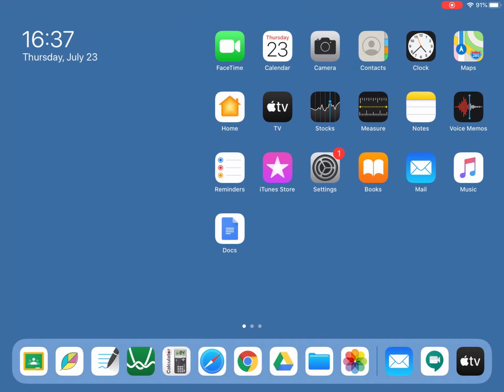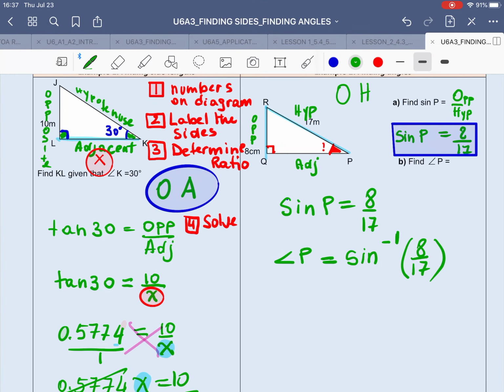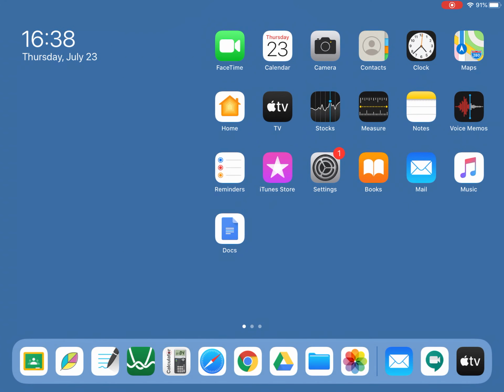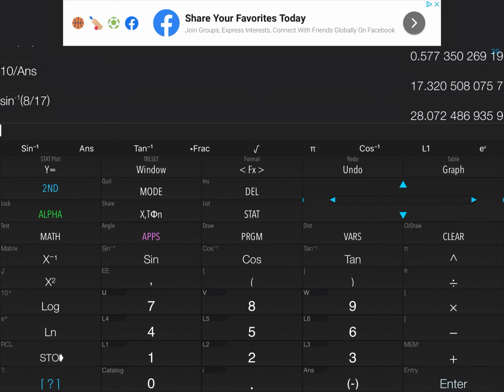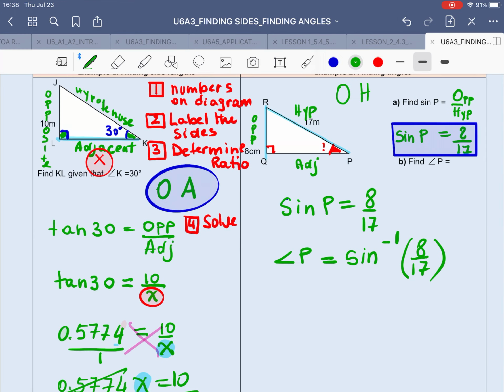divide 8 by 17. Sorry, 8 by 17. So 8 divided by 17. And then I'm going to close the brackets. So the sine has taken up the ratio and it is going to spill out the angle now. 28.07. So I would give it 28.1, rounded to the nearest degree. So angle P is 28.1 degrees. And that would be the answer to this question.